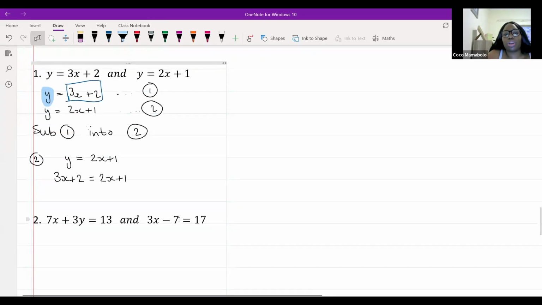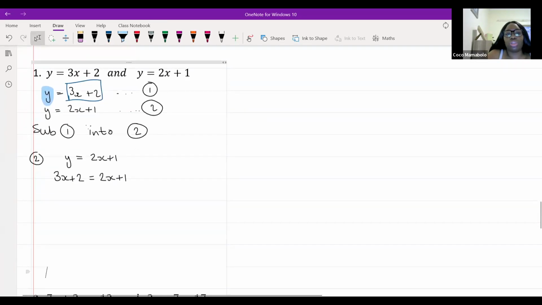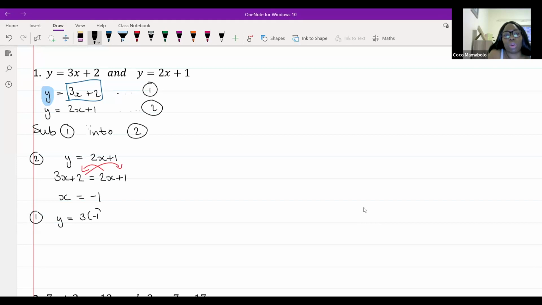And then we can do a little bit of moving things around so that things make sense. The 2x will go over to the other side and become negative 2x. The 2 will come over to the other side and become negative 2. So 3x minus 2x will give me x. And 1 minus 2 will give me negative 1. And then we can go back and sub back into equation 1. I'm then going to have y is equal to 3 times negative 1 plus 2. That means y is equal to negative 3 plus 2, which is negative 1. And those are the two values that we will get. Narisha, are we okay with this idea? Are we good?